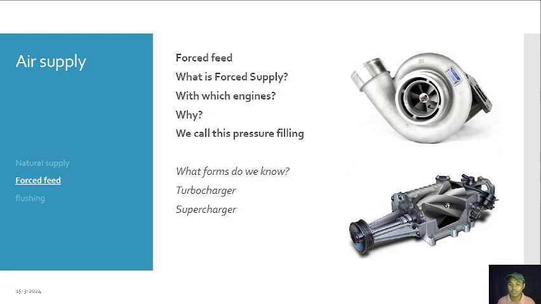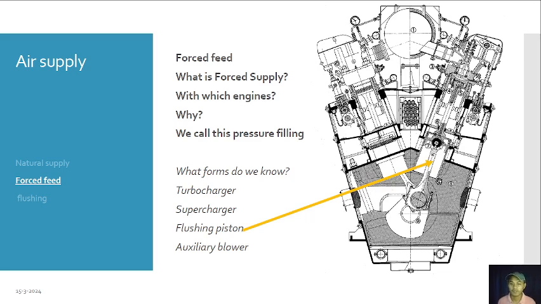So this is motor driven, so separate that from the turbocharger. We also have a flushing piston that will help to flush the air, compress it before entering our combustion chamber. We have an auxiliary blower that will help the engine during startup to have air pressure already inside the scavenge space. Even though the turbocharger is not yet running, the auxiliary blower will help support the turbocharger to supply air to our scavenge space for combustion.